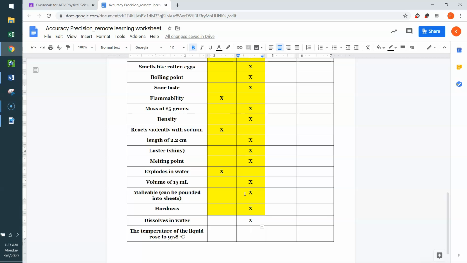And the temperature of a liquid. Temperature is a physical characteristic. It's a physical property. So it just describes how the object is responding to its environment. Everything wants to be in equilibrium with its environment, and so if the temperature of the environment is rising, the temperature of the liquid or the substance itself would rise. It does not change what the substance is made of.